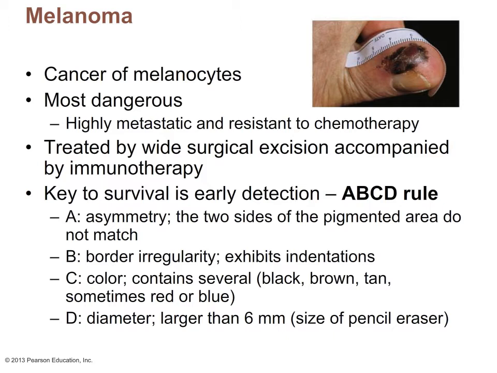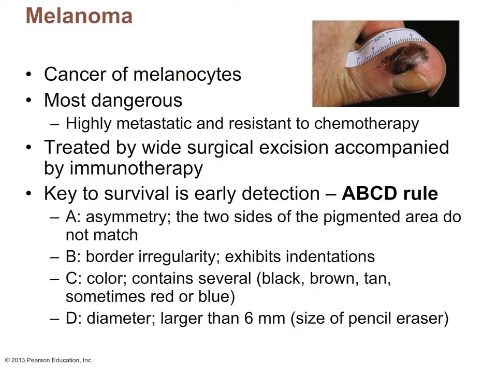The B in ABCD stands for border irregularity. If we see a nice smooth circular border, again, low chance for melanoma or metastasis. On the other hand, if we see a border that exhibits indentations or irregularities, then we are starting to worry more and more that this may be a melanoma.